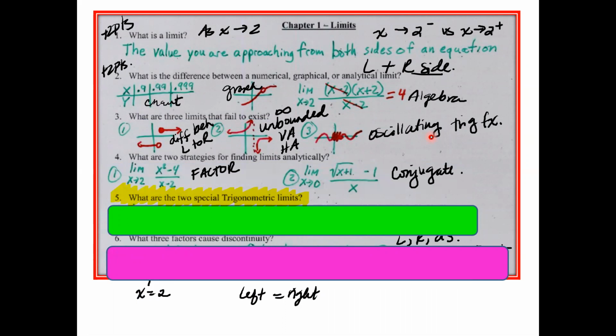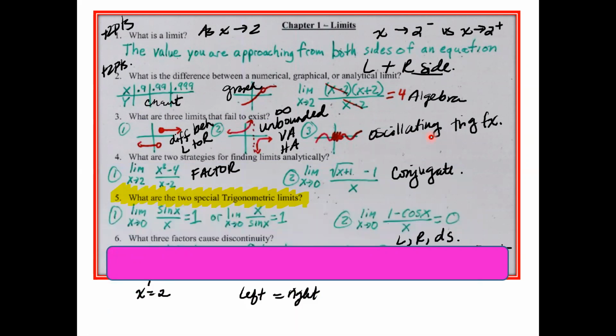2 strategies of finding limits: analytically, conjugates, and factoring. The 2 different special trig limits that we went over are these ones right here. And there was a video guided notes that we went over, I think, earlier this week, probably week 5 Monday or week 5 Tuesday, was one of the 2. So if you did not watch that video and you have not been keeping up with your guided notes in your note packets, make sure you go back to that.